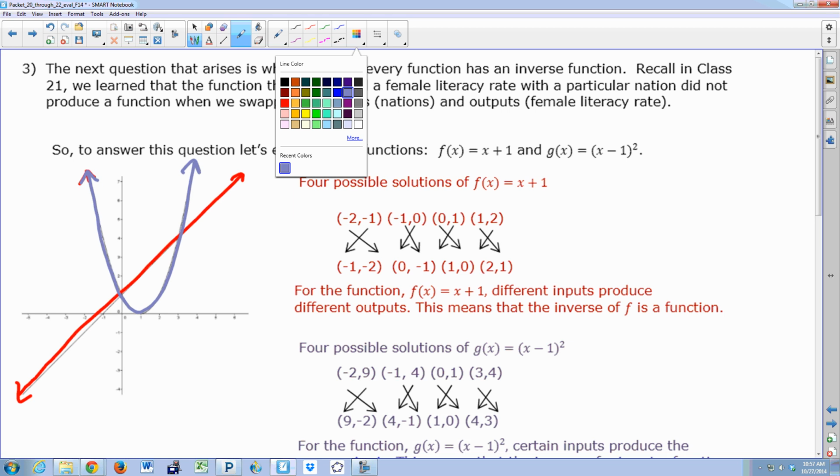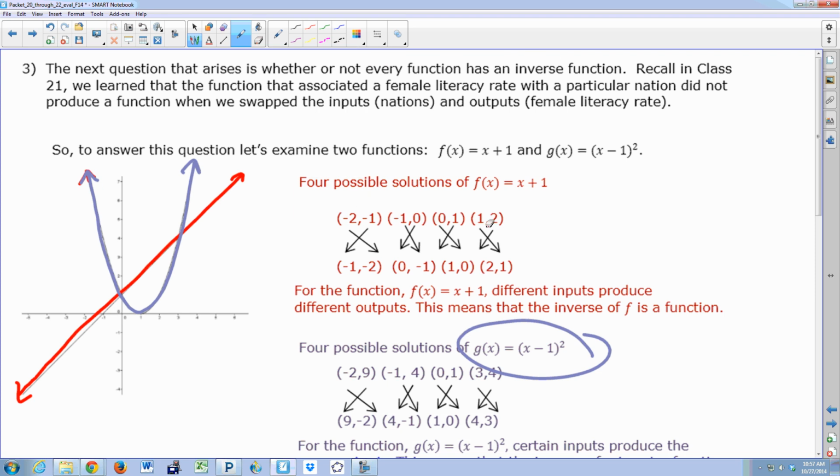Okay, and just a little review of all the transformation work we did. You can see that the parabola of the quantity x minus 1 squared is shifted to the right 1 unit, from the transformation work we did. Okay. So let's take a look.